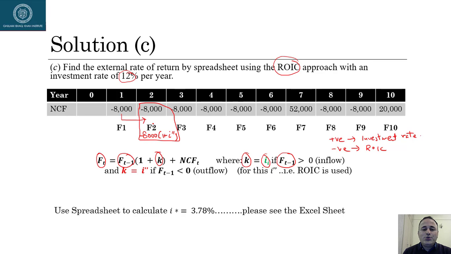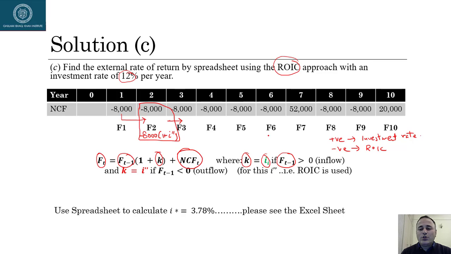And then I use again the same criteria. If this number in the square is negative, I will use ROIC. If it turns out to be positive, then I will use my investment rate. So whatever the number is, I have to compound it again for 1 year. I have to compound each and every number one by one, keep on adding. And same criteria. If it is positive, use the investment rate. If it is negative, use ROIC.